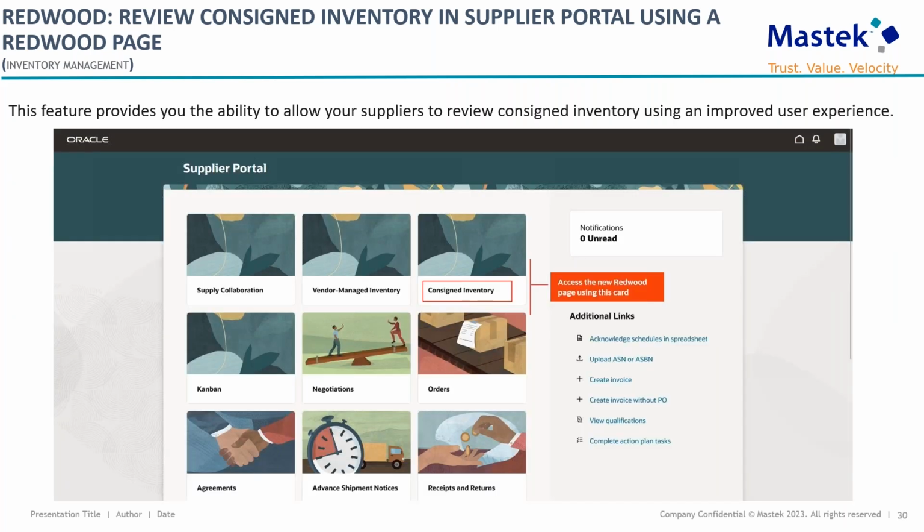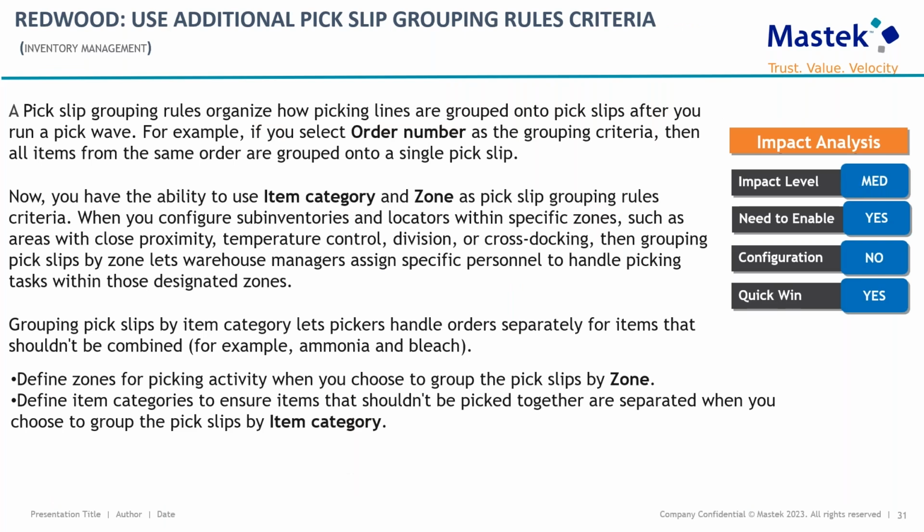Let me move on to the next new option, which is use additional pick slip grouping rules criteria. Pick slip grouping rules help decide how picking tasks are organized after a pick wave is run. For example, you can group all items from the same order onto one pick. Now you can also group pick slips by item category or by item zone as well.